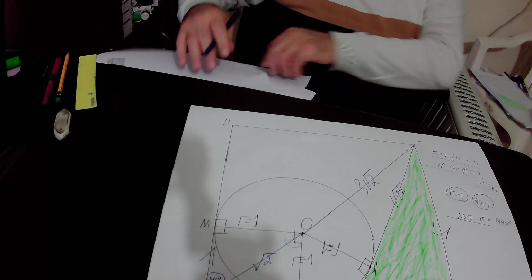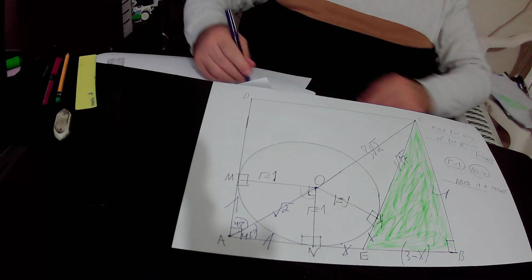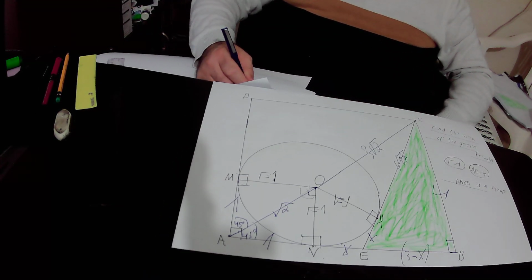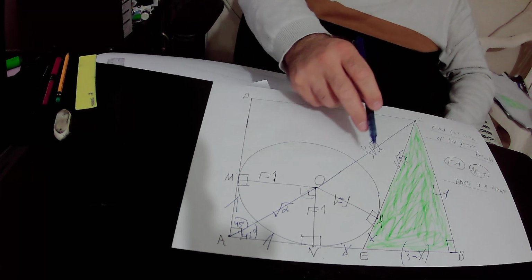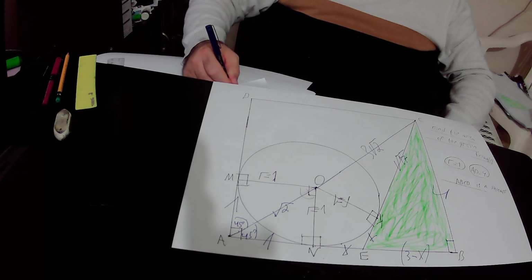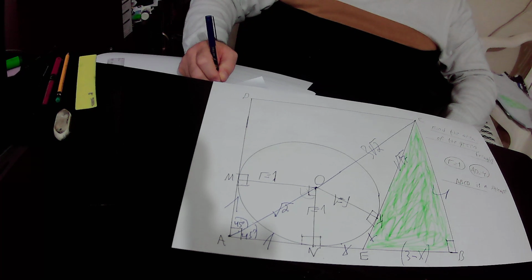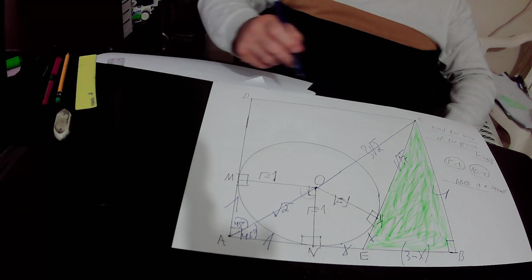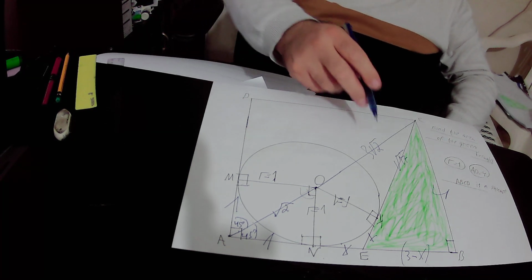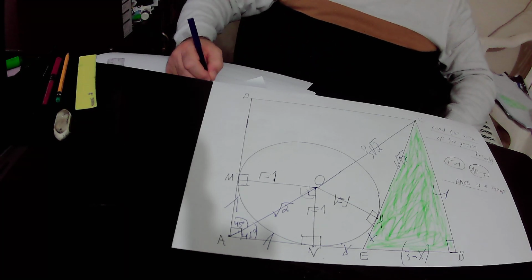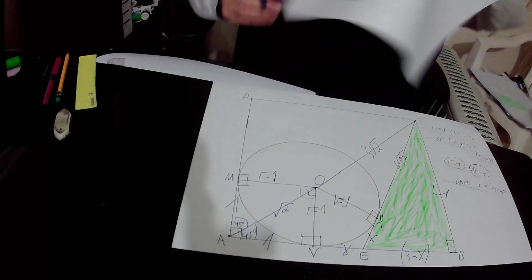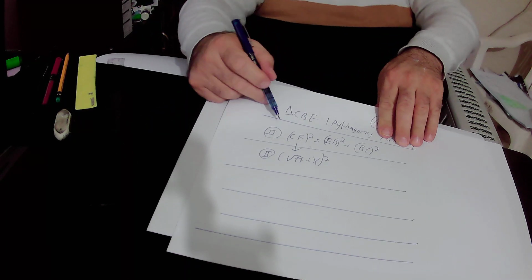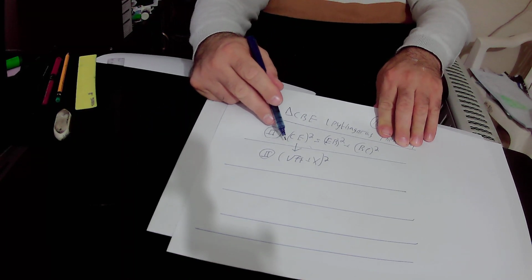You can see from the drawing that CE equals to square root of 17 plus x. Therefore, CE square will be equal to (square root of 17 plus x) square. CE square equals to (square root of 17 plus x) square.